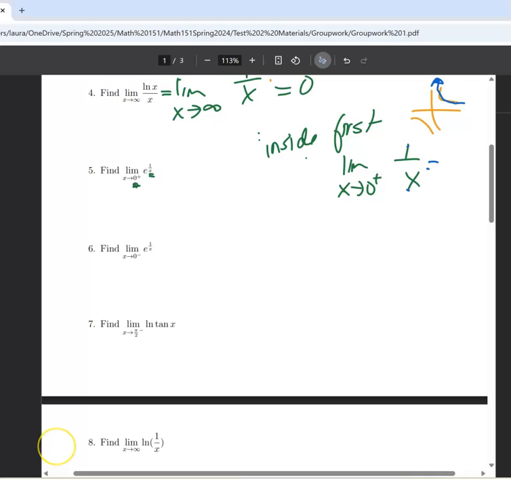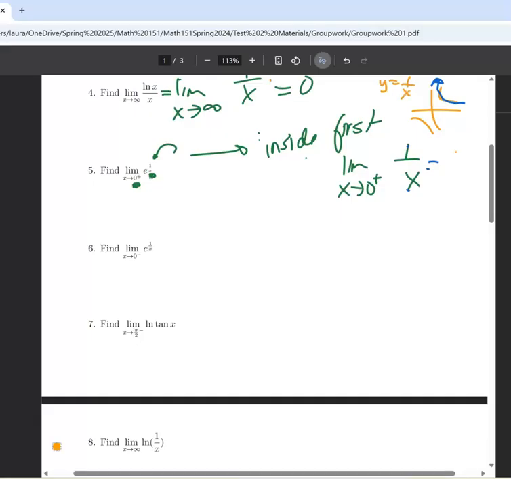This one's trickier. So I don't have a fraction. I do have a fraction in the exponent. So I'm going to suggest you go inside first. So what I want to do is think about the graph of 1 over x, and you know that this is the graph of y equals 1 over x.